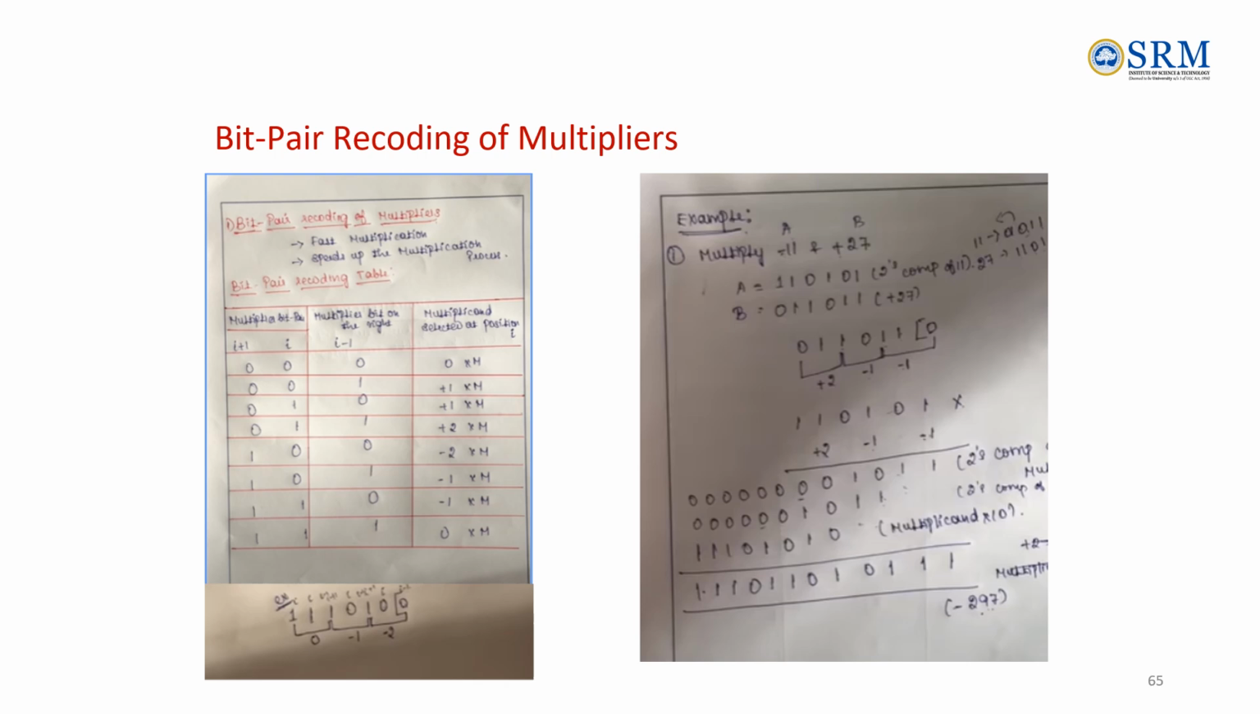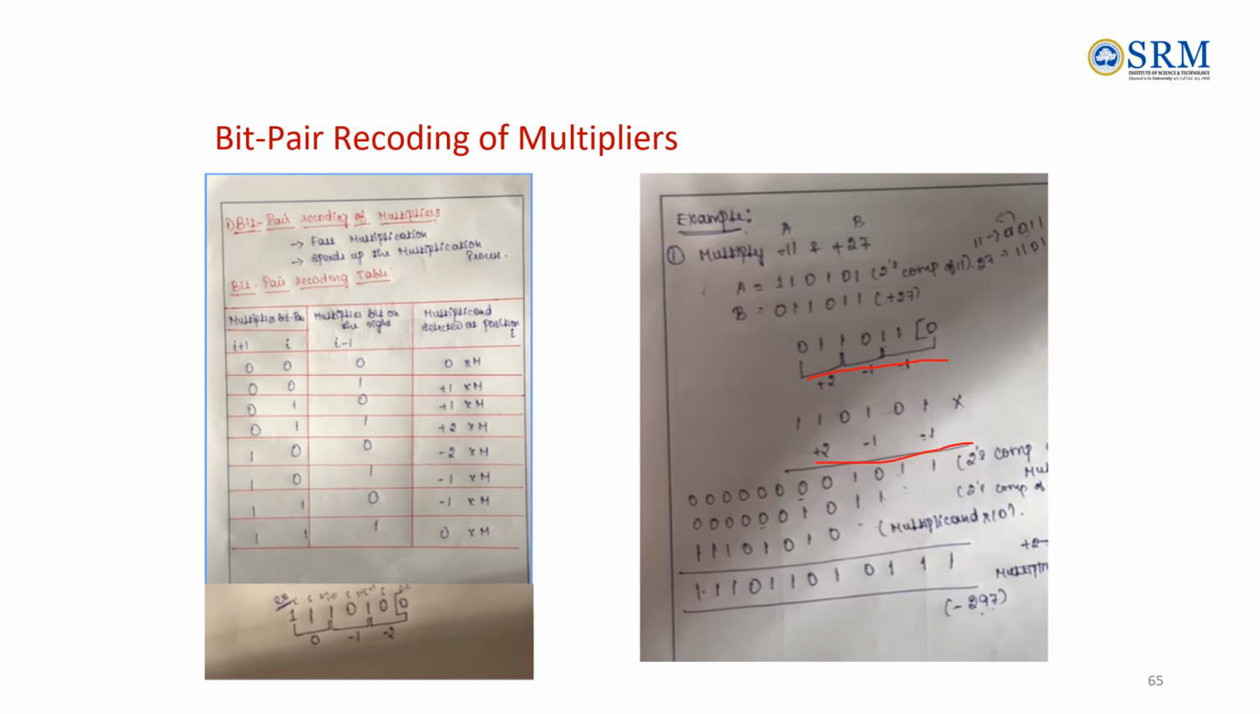We take three bits and compare. When it is 000, it is 0. When it is 001, it is 1. 010, it is 1. 011, it is plus 2. And likewise, 100 is minus 2. 101 is minus 1. 110 is minus 1. And 111 is 0. So any number given to us, we recode it like this and then do the multiplication.